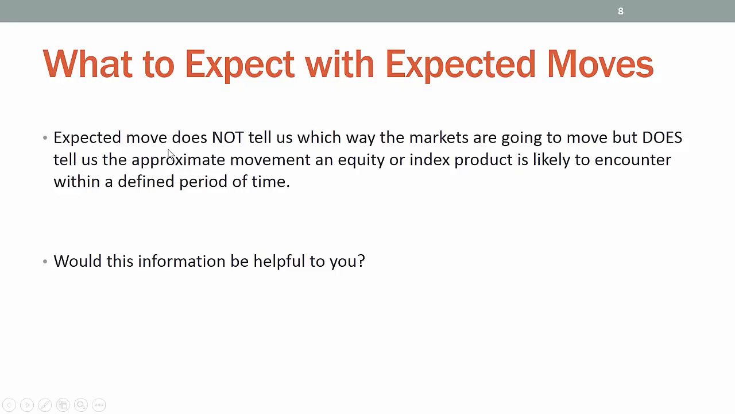But what we're going to do tonight is we're going to use statistical analysis for what they term expected move. It does not tell us which way the markets are going to move, but it does tell us the approximate movement an equity or index product is likely to encounter within a defined period of time. Now, what that basically means is if you look at a stock, say Apple, you might not know which direction Apple's going to go. Got it? But could you tell me between now and, let's say, the exact date, December 31st, the end of the year, how far the stock is capable of moving.